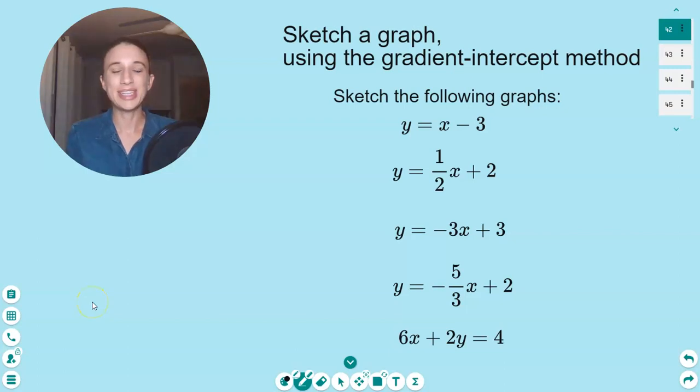Hello and welcome to this video on sketching a graph using the gradient intercept method. In a video a while back, we looked at sketching using the x and y intercepts, but this video will look at this method. You might want to pause the video and attempt these questions, and if you're having trouble, then keep watching.